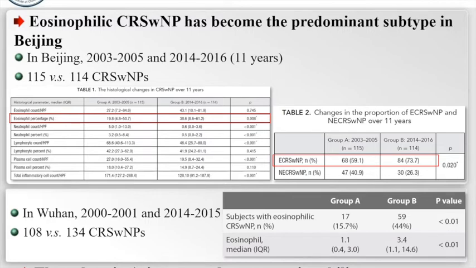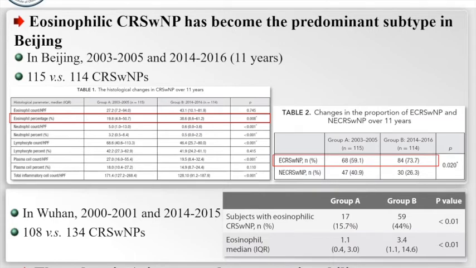This recent study from Beijing compared polyp tissues taken from 2003 to 2004 with those taken 11 years later. The eosinophil percentage in the tissue nearly doubled, increasing from 20% to 39%. Using a cutoff value of 10% for tissue eosinophil percentages, the percentage of eosinophilic nasal polyps increased from 59% to 74%.